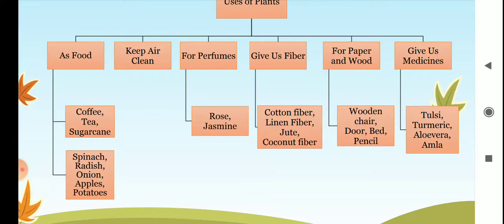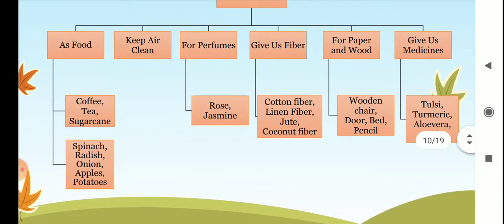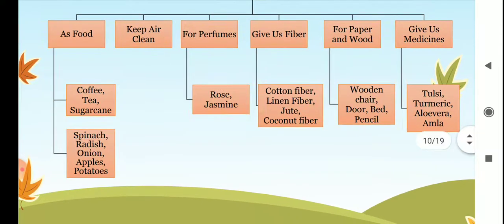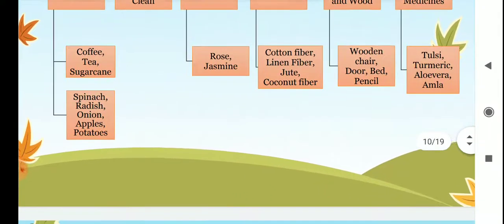So as food: coffee, tea, sugarcane, spinach, onion, apple, potatoes, etc. For perfumes: rose, jasmine. For fiber: cotton, jute, coconut fiber, etc. For paper and wood, this type of plant helps us get wooden chairs, doors, beds, pencils, etc. And herbal medicines like tulsi, turmeric, aloe vera, amla, etc.